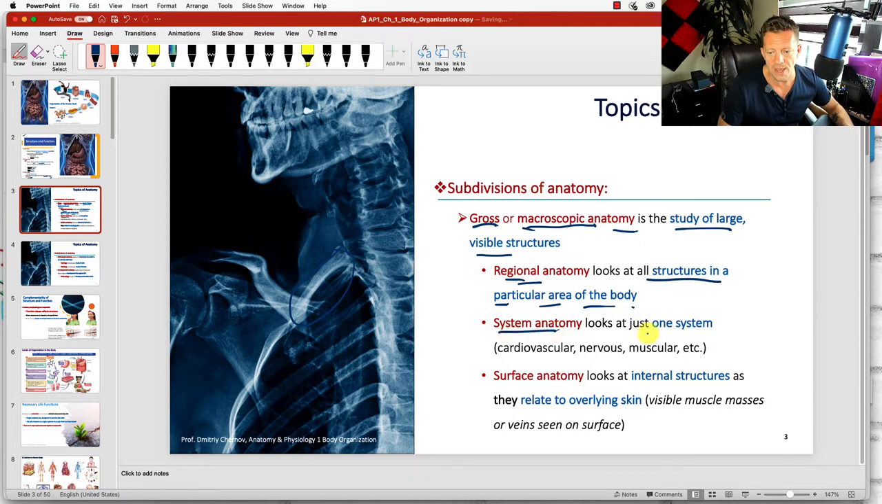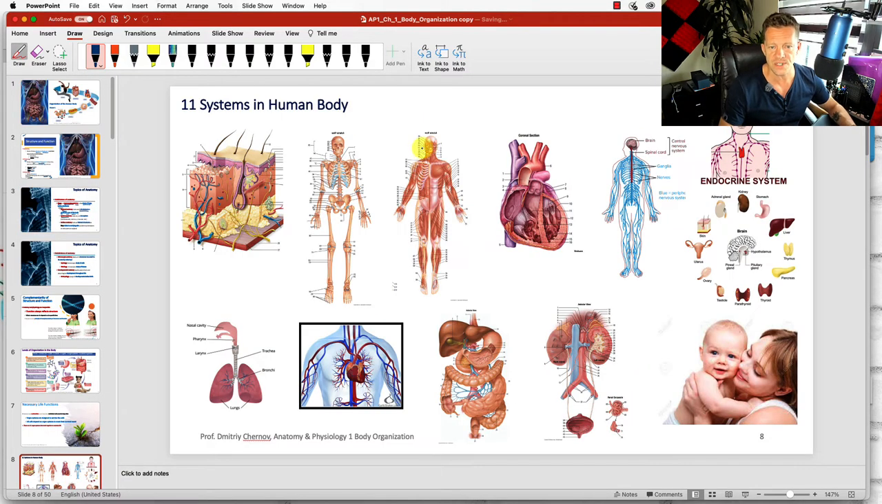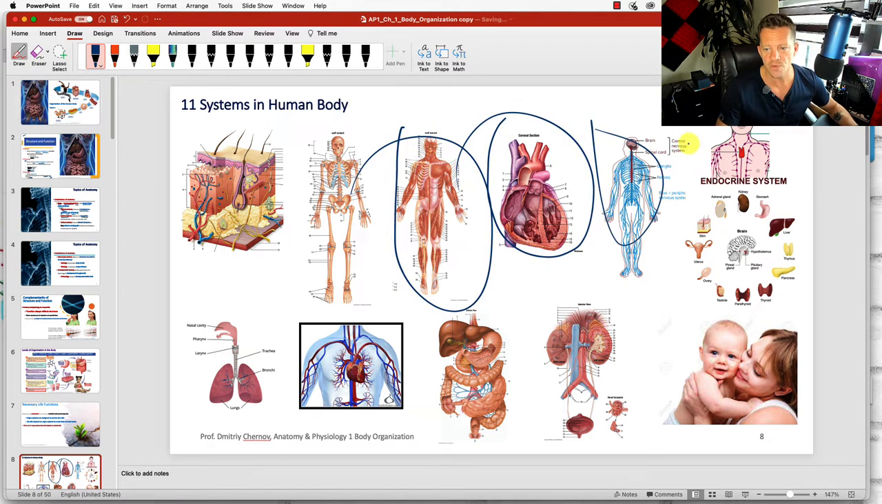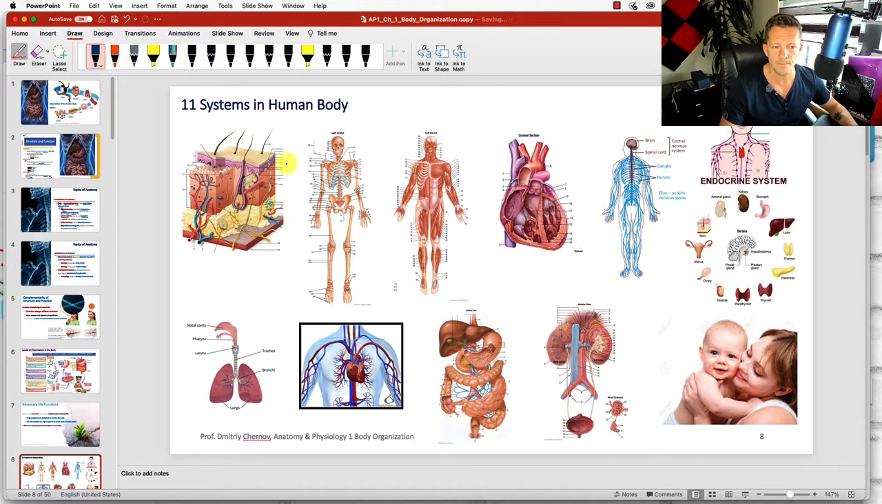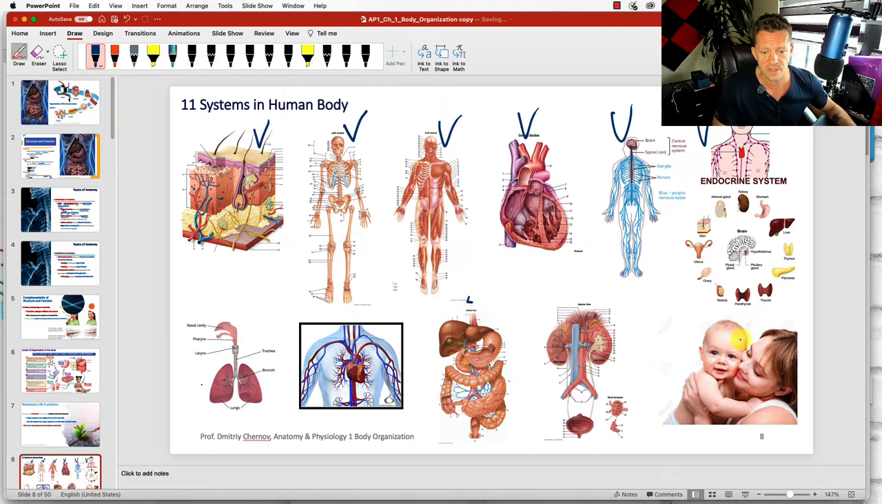System anatomy looks at one system. In the human body, we have 11 systems. So looking at the muscular system, or the cardiovascular system, nervous system, endocrine system, skeletal system, and so on. There are 11 systems in the human body: integumentary system, skeletal system, muscular system, cardiovascular system, nervous system, endocrine system, which are the hormones, regulatory molecules or substances, pulmonary system, circulatory system, digestive system, urinary system, and reproductive system.